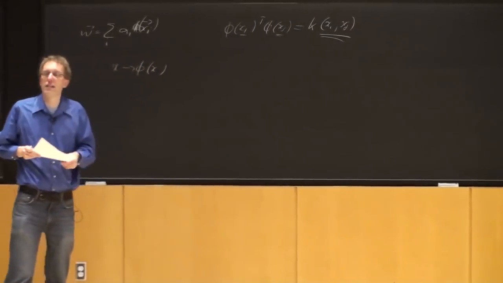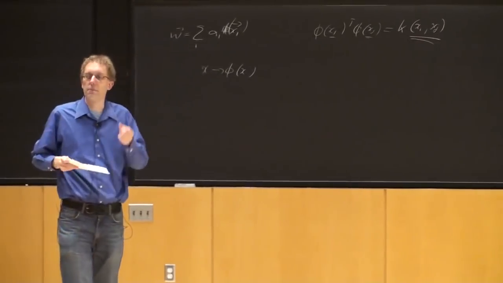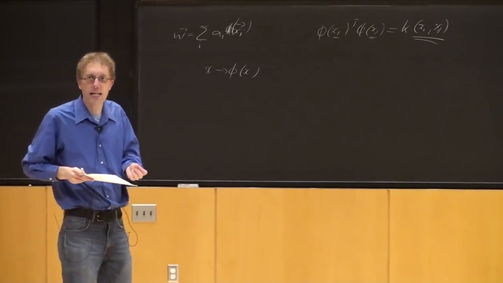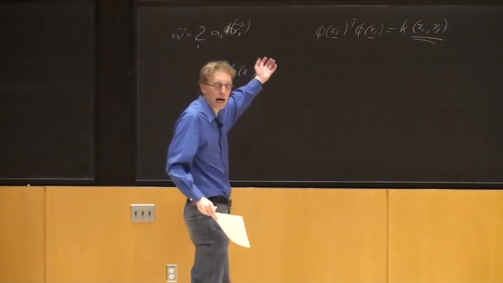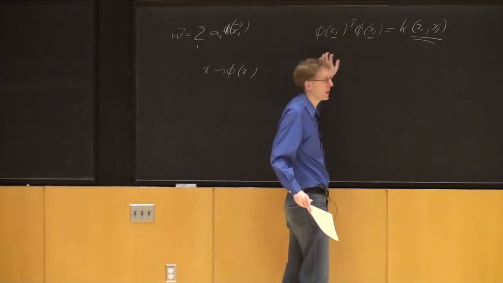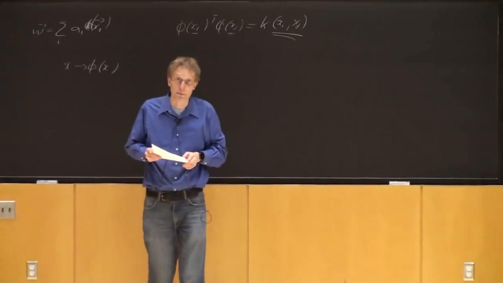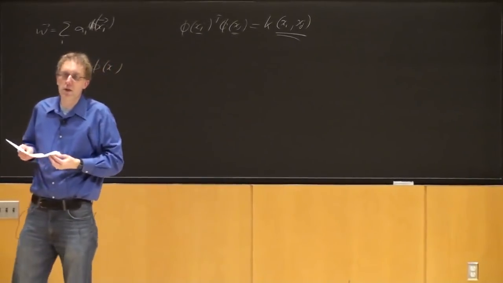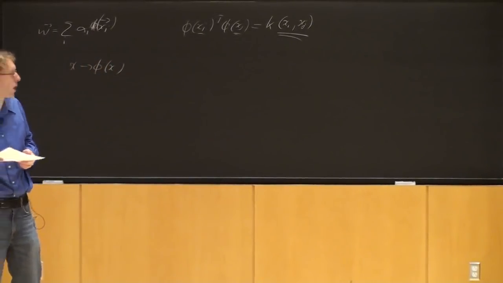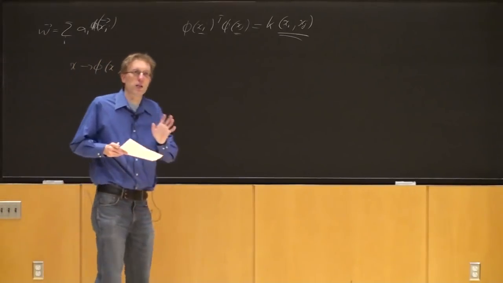Very often, this is exponentially easier and faster than actually mapping the data into a high-dimensional space and then computing inner products. In many cases, you can compute this inner product extremely efficiently. That's what we call our kernel function. That's why we call it K. Any questions about last lecture?